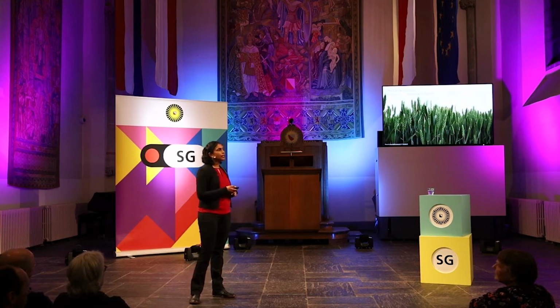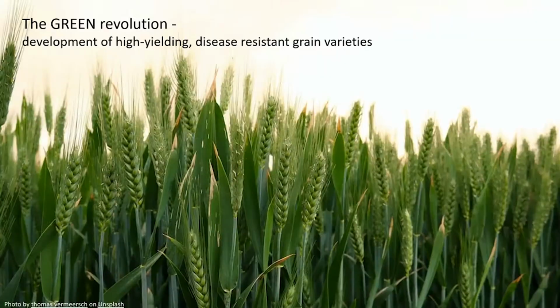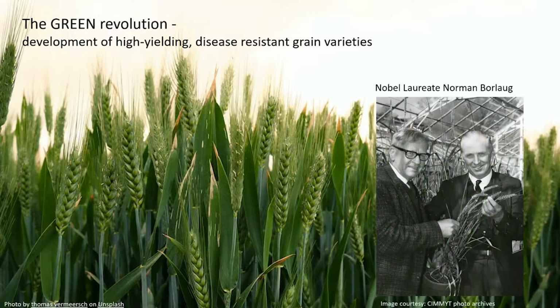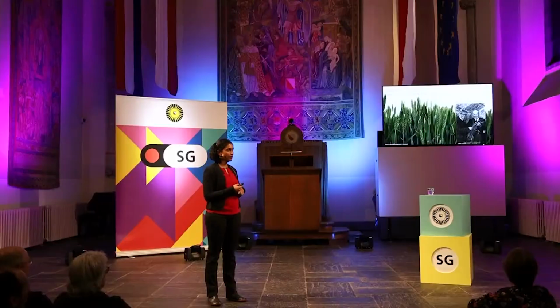This is basically the development of high-yielding, disease-resistant varieties of maize, wheat, and corn. The development of these varieties was spearheaded by an American breeder known as Norman Borlaug. And he won a Nobel Prize for his efforts.